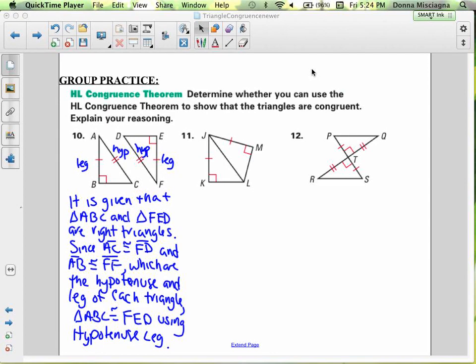Right, so we're going to go over these two problems and decide whether we can use the hypotenuse leg triangle congruence theorem to show the triangles are congruent. Right, we did the first one in class. I wrote it just a little differently, but the same information.